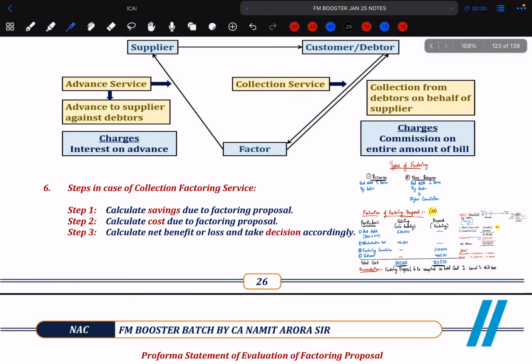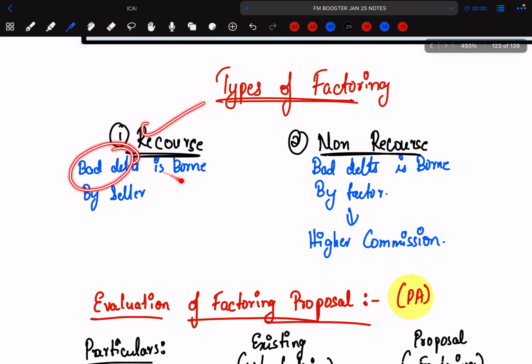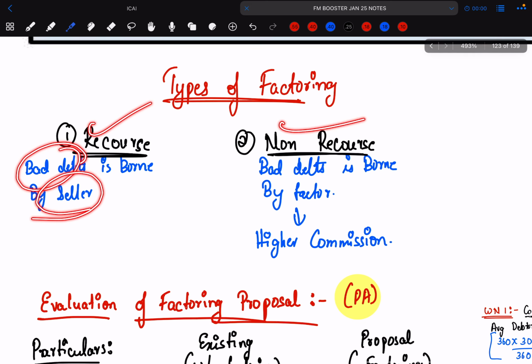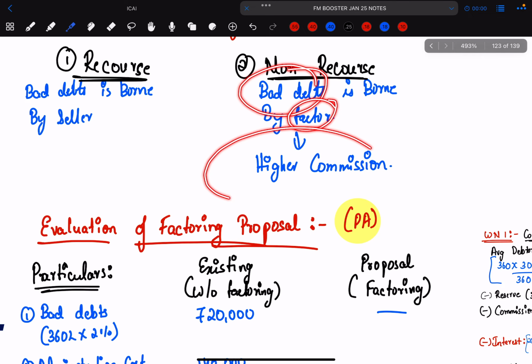Done, bro, done. And when it comes to factoring, there are two types. There is recourse, where bad debts are borne by the seller, and when it comes to non-recourse, bad debts are borne by the factor itself. So he'll take a higher commission for that.